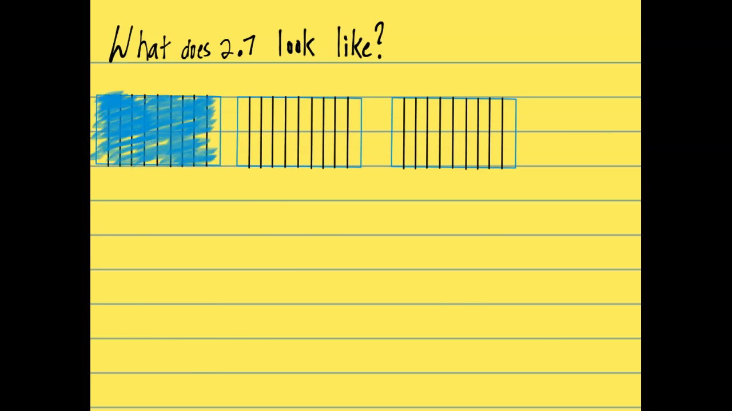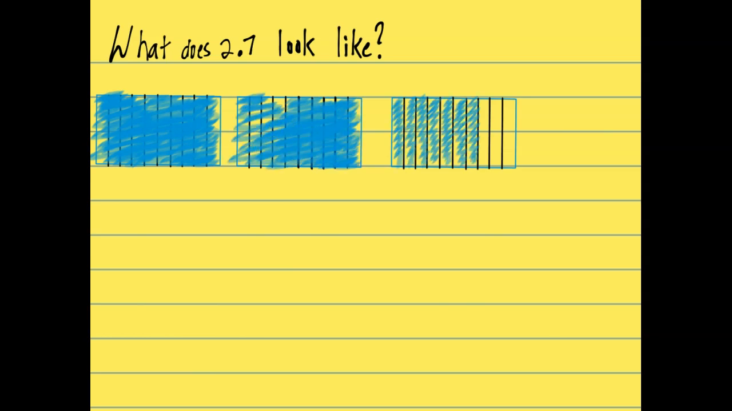Well, I'm so glad you asked. There's 1 whole. There's 2 wholes. And there's 7 tenths. It looks like that? Yep, pretty much. Looks just like that. And the reason is because we've established the 1 whole as one of the rectangles, and then we went ahead and split each of those wholes into 10 equal parts, making those tenths. So 2 and 7 tenths looks just like that.